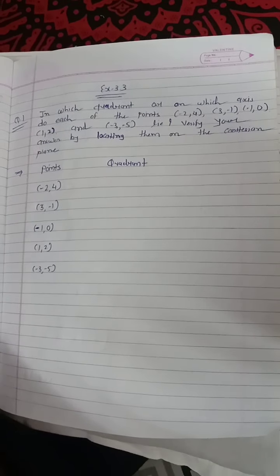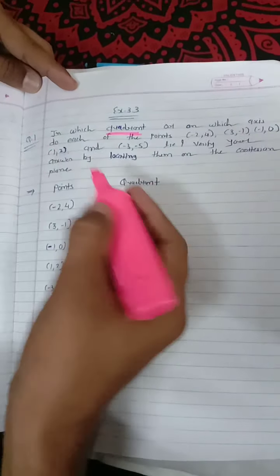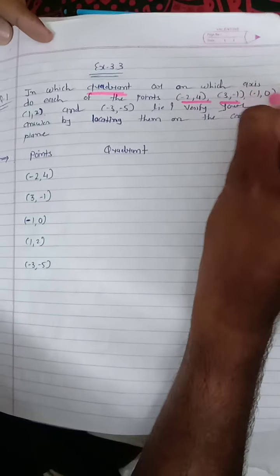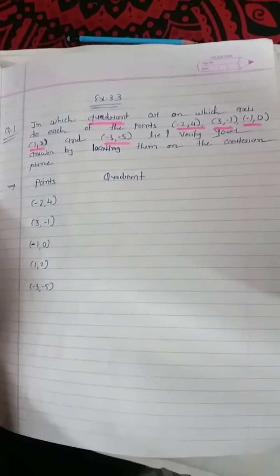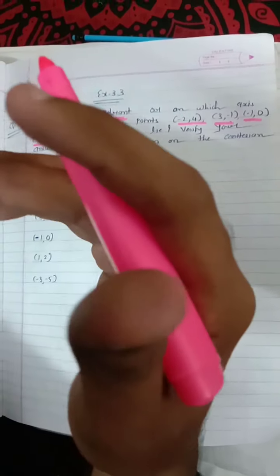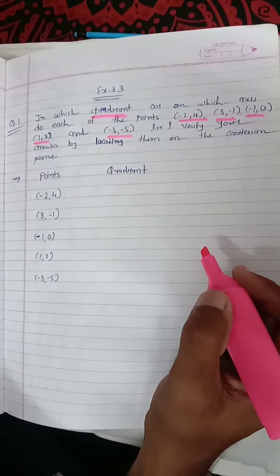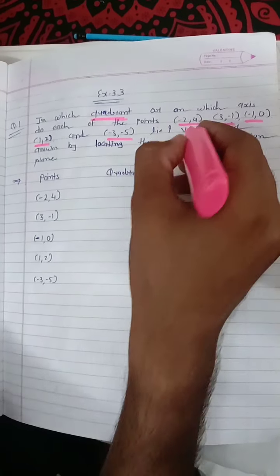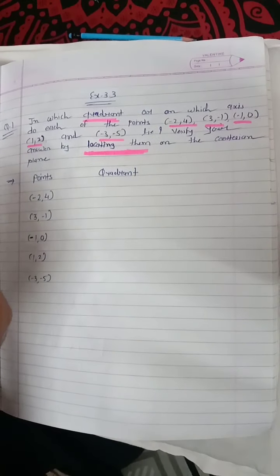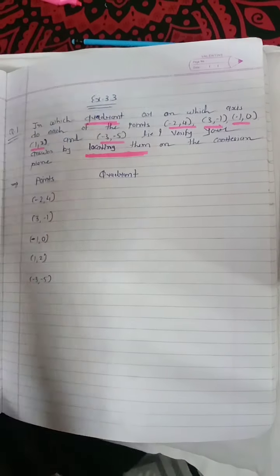Now exercise 3.3, question number 1. In which quadrant or on which axis does each of the following points lie: (-2, 4), (3, -1), (-1, 0), (1, 2) and (-3, -5)? First you have to give an answer only, saying in which quadrant these points lie or on which axis. And second, verify your answer by locating them on the Cartesian plane. Means first you have to give an answer without any graph.